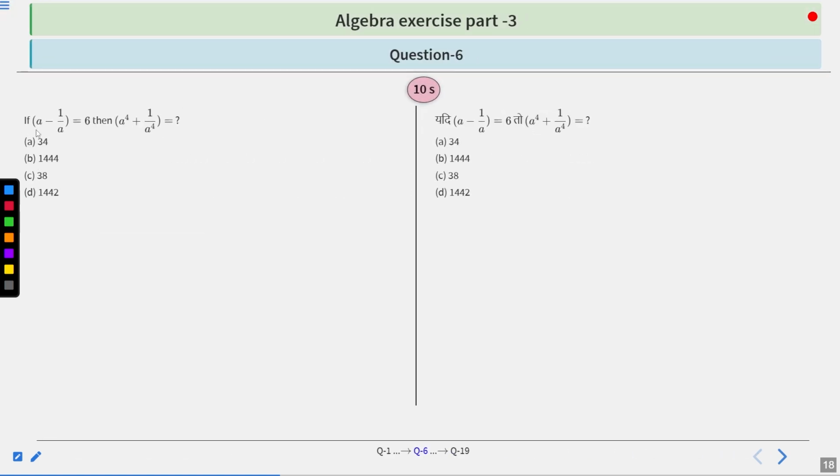Next is, if a minus 1 upon a is equal to 6, then a4 plus 1 upon a4 is how much? And options are option A 34, option B 1444, option C 38, and option D 1442. These are the options.